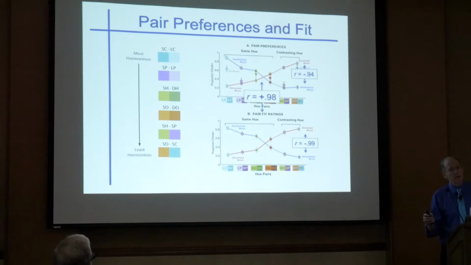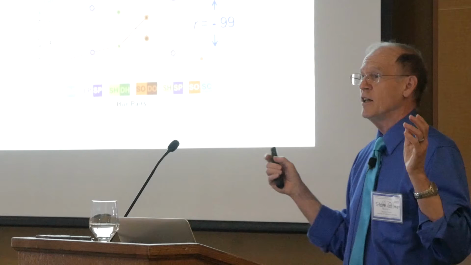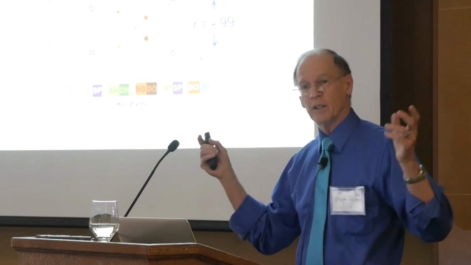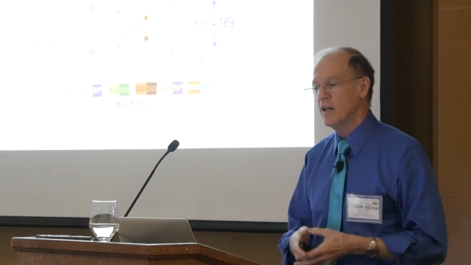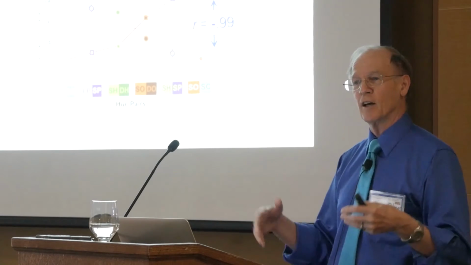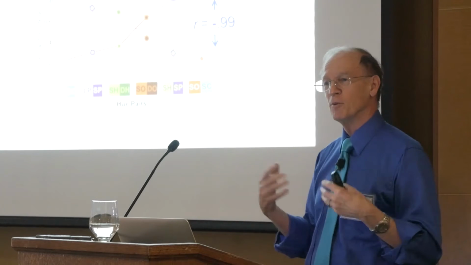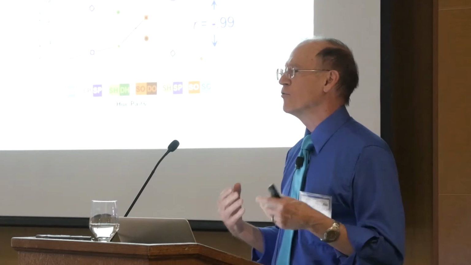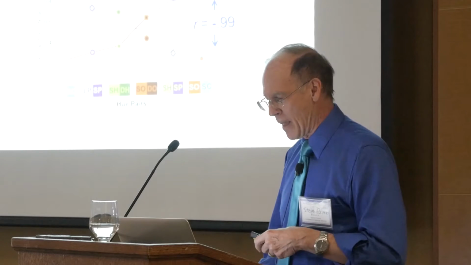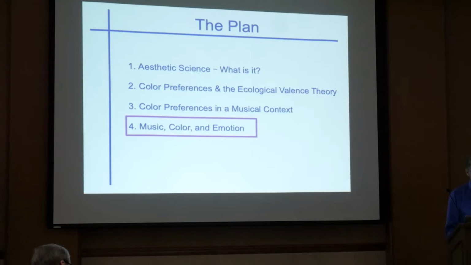So the point of this experiment is that color preferences can change radically, by which I mean they can go from one extreme to the other depending on the context. And there's something about music and color. There seems to be some kind of notion of what things are good fitting colors for different kinds of music. And the question is why? And that's the fourth topic I'm going to talk about.